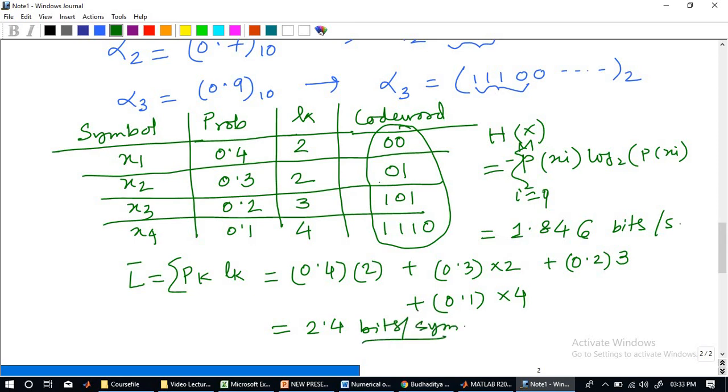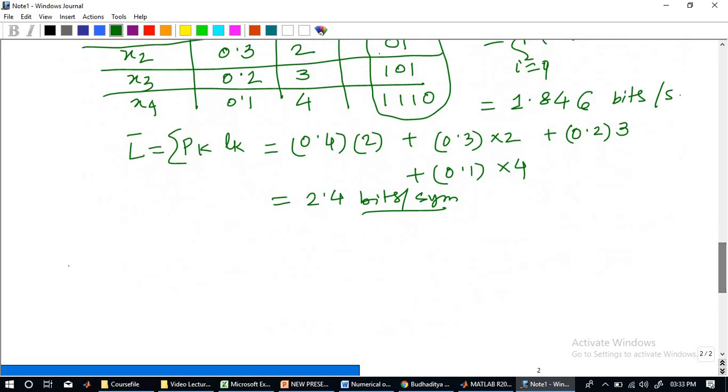Now, just to add on to this, I told you that L average should always be greater than or equal to H of X. That's Shannon's theorem. So you can just check for yourself whether your answer is correct or not. So the L average is greater than the H(X). So suppose the question demands that you prove Shannon's first theorem, you can actually verify it from here itself.